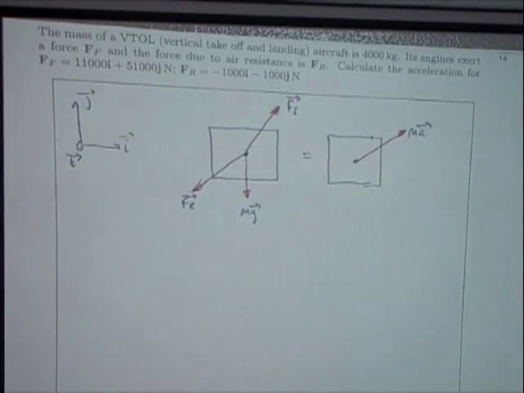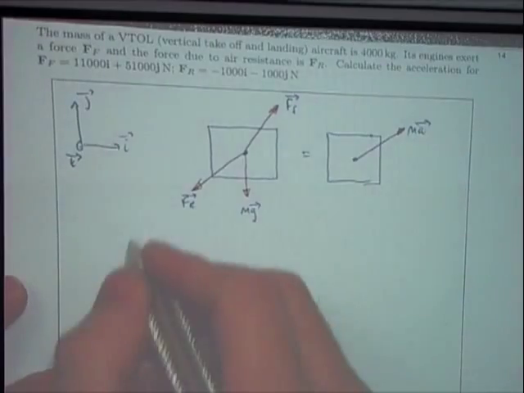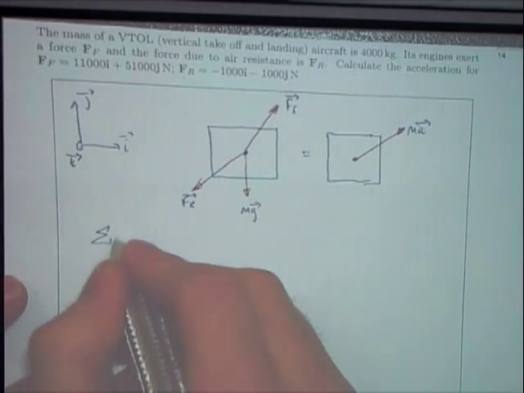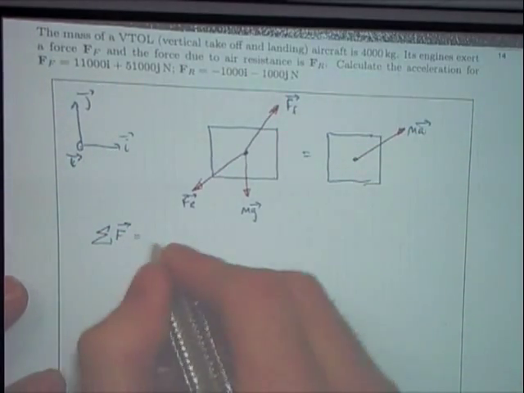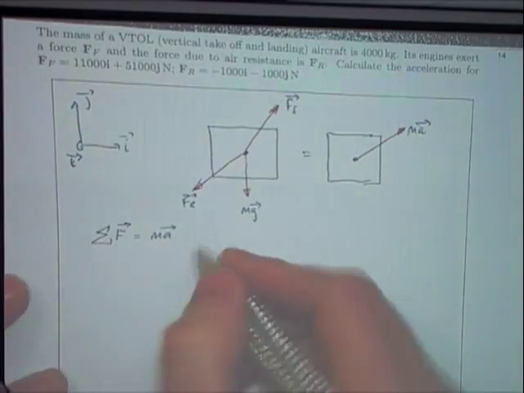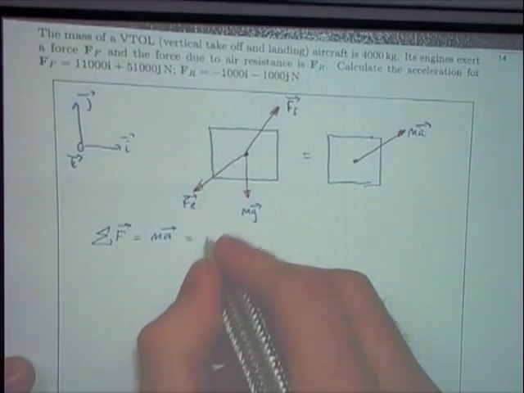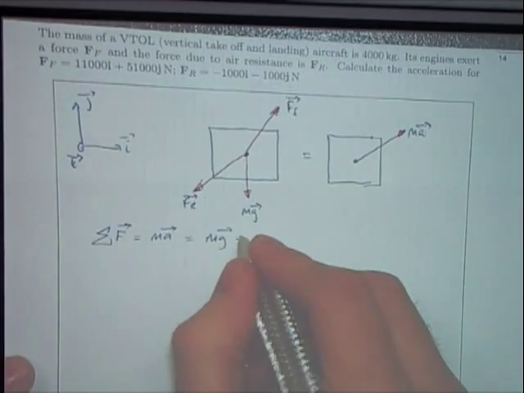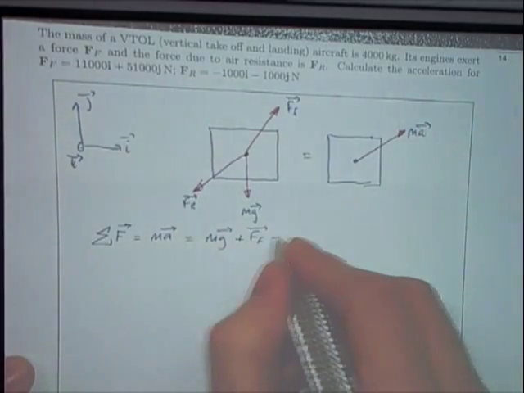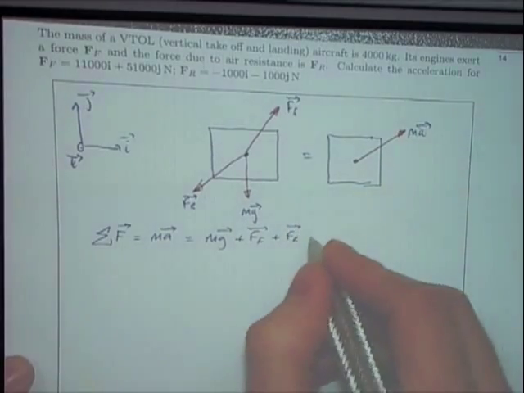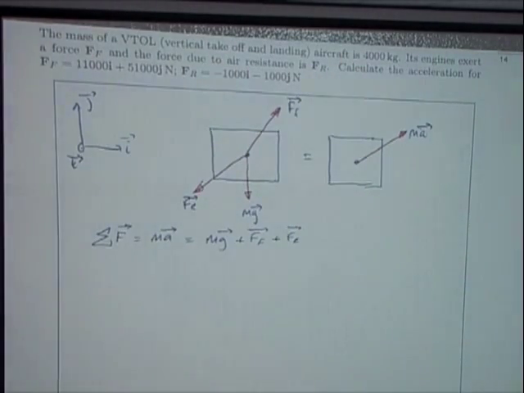The next step is to apply the equations of motion. And we know that the equations of motion is the sum of all the forces equals the mass times its acceleration. Okay, this is in vector form. And we just add up all the forces. Well, there's three forces. We've got mg plus FF plus FR. Okay? Newton's second law, the sum of all the forces equals mass times acceleration.